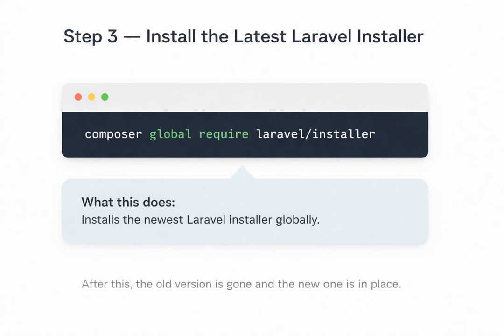After removing the old installer, the next command is to install the latest Laravel installer globally using Composer. This replaces the old setup with the new one. Conceptually, you've now ensured the system will use the current installer when you create new Laravel projects.